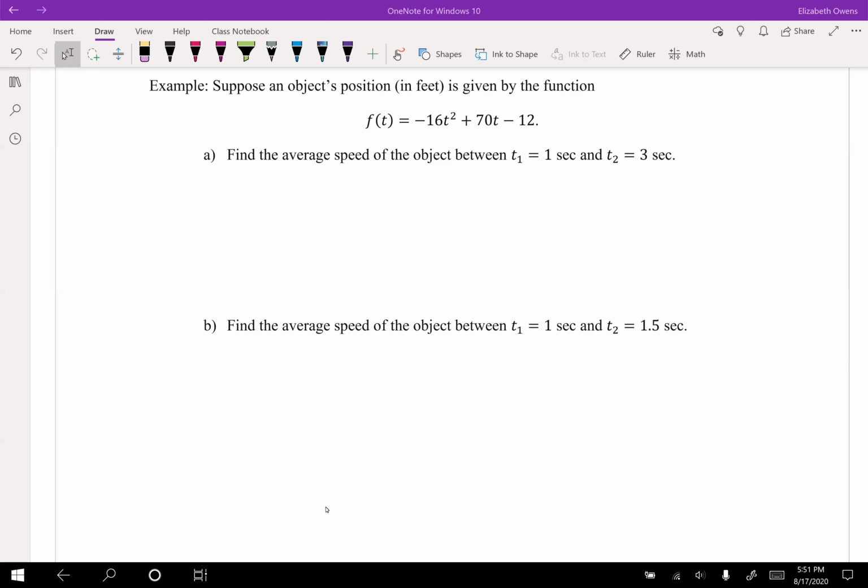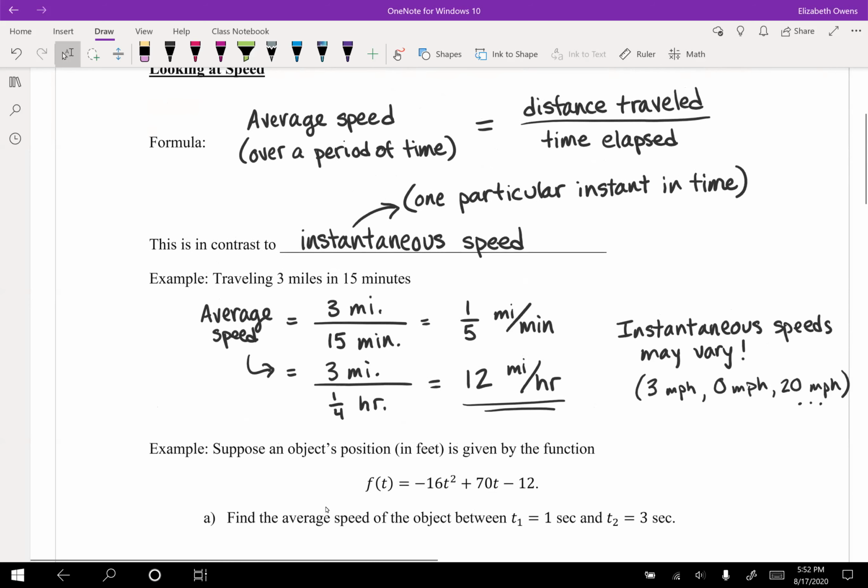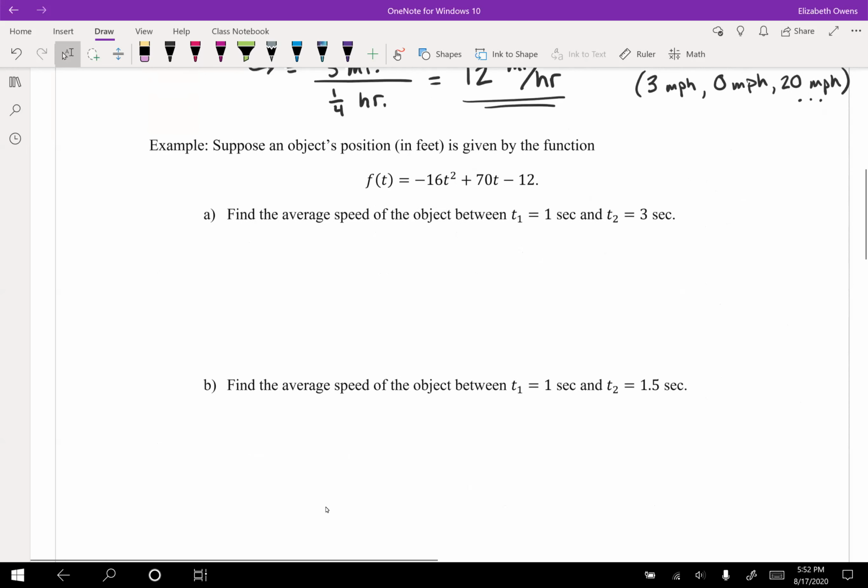All right, in part A, we are going to calculate an average speed for our object between t1 equals 1 second and t2 equals 3 seconds. As we saw in the previous video, our average speed is calculated by taking the distance traveled and dividing by the time elapsed. So that is what we're going to do here.